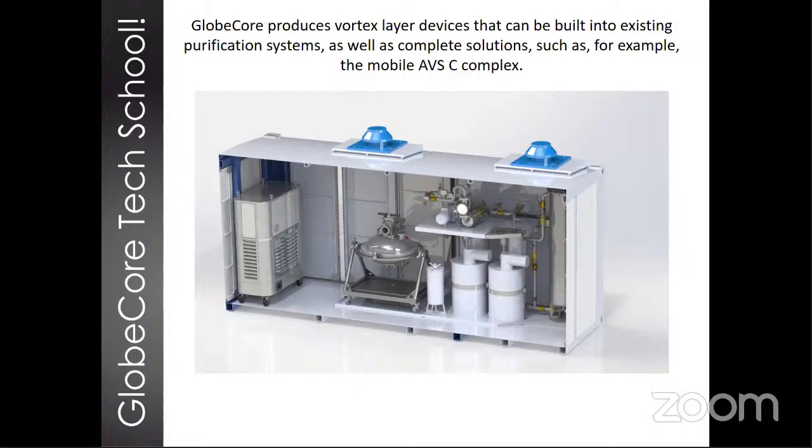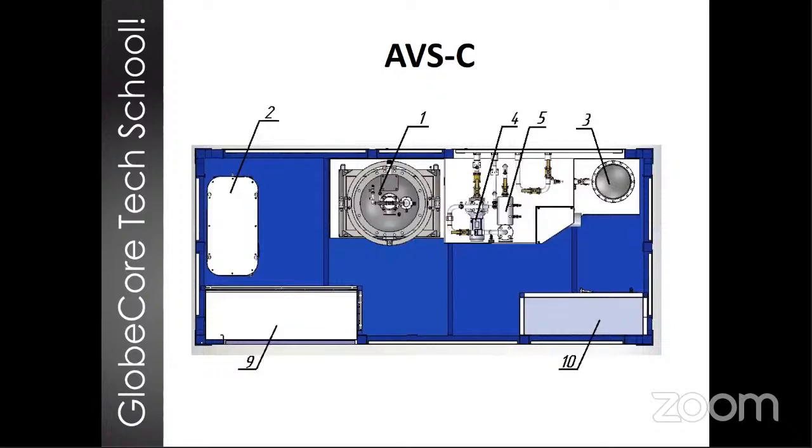Next slide, please. So this is what you saw in the previous slide, but it's a diagram now. So this is the AVS-K wastewater treatment plant, and C stands for containerized. So it basically means that the whole arrangement is built in a container. This is a small plant for removal of heavy metals based on Vortex Layer Devices.